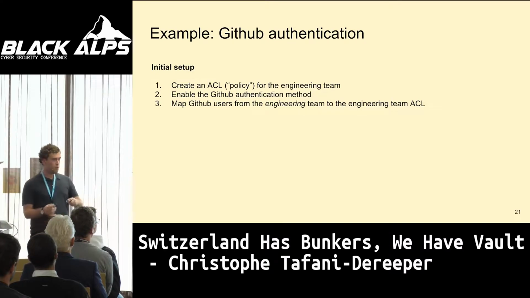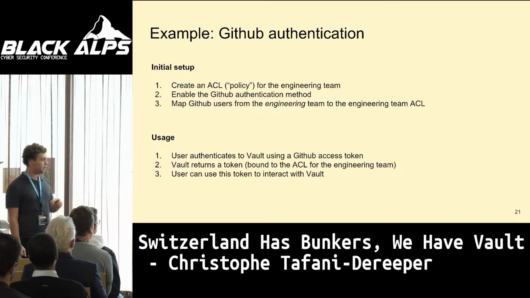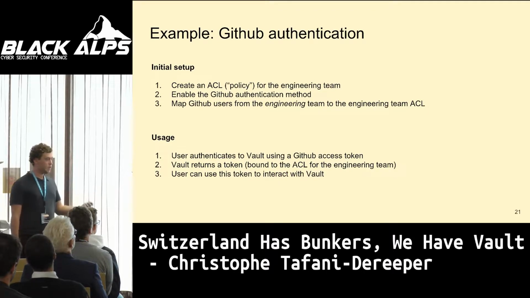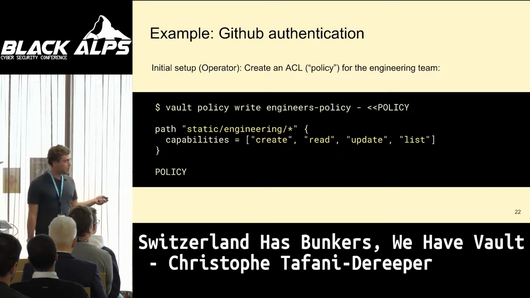And finally, we do the mapping that says, I want to give this level of permissions to the users from the engineering team. And then as a user, if I'm inside any of these GitHub teams, I can just go to github.com, retrieve an access token for my account, give it to Vault, and then I'm authenticated to Vault and I can access everything that my permissions give me the rights to.